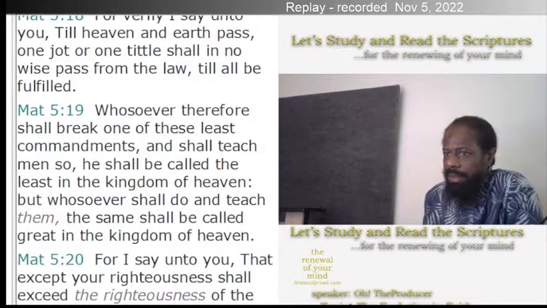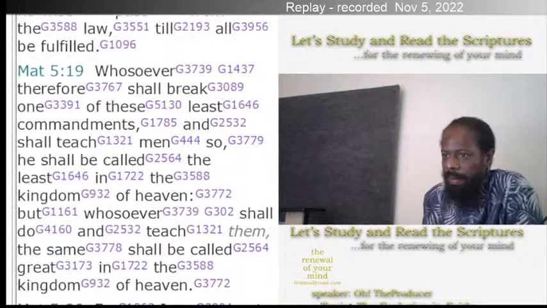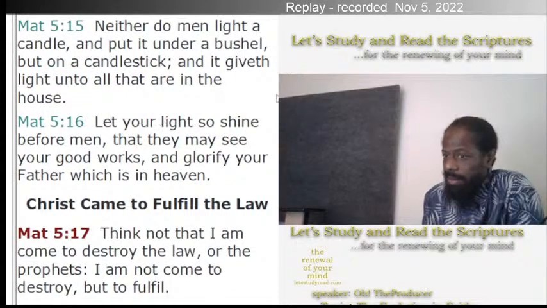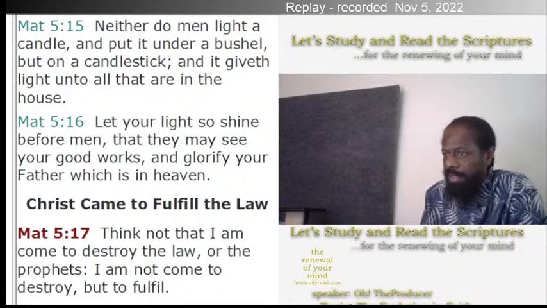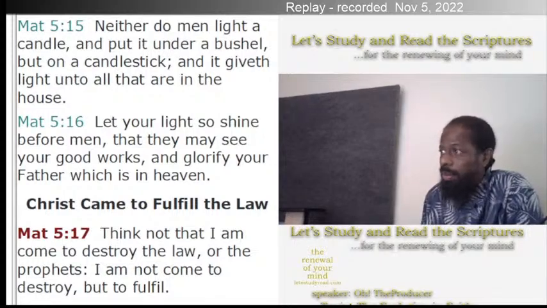Now, I would like to get some clarification on that word least in the kingdom. But from what I've come to understand, whoever teaches men these things, that's the bad thing to do. It's one of the worst things to do, to teach people to err. That's number one in the estimation of God as far as violations. Teaching people the wrong thing is the number one. The second is adultery. But teaching people to err is the number one thing God dislikes.